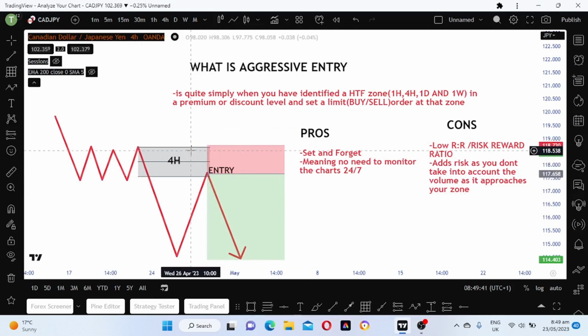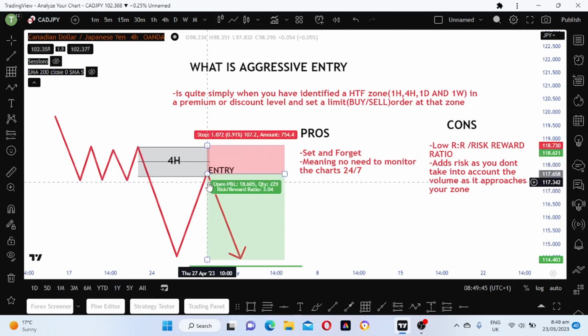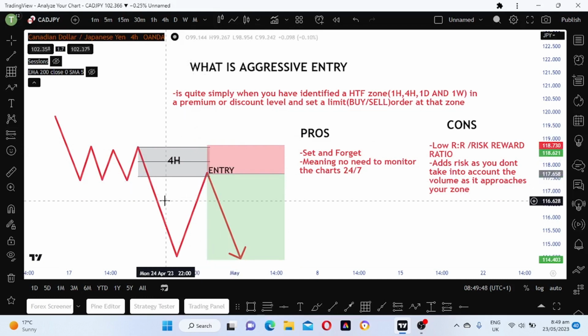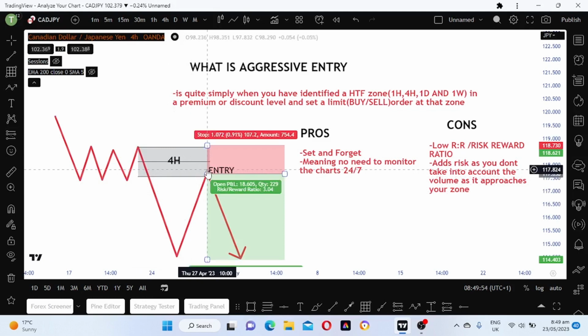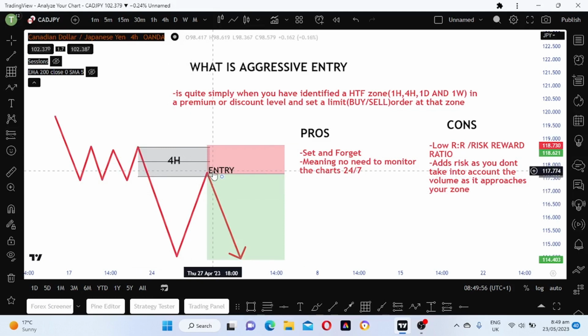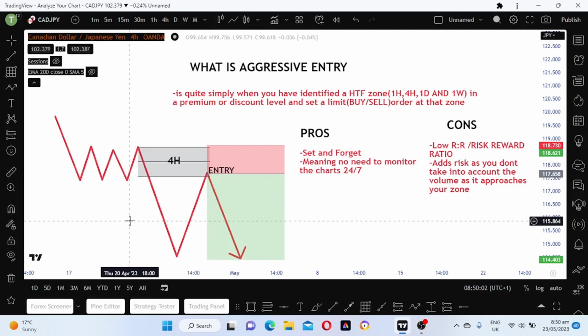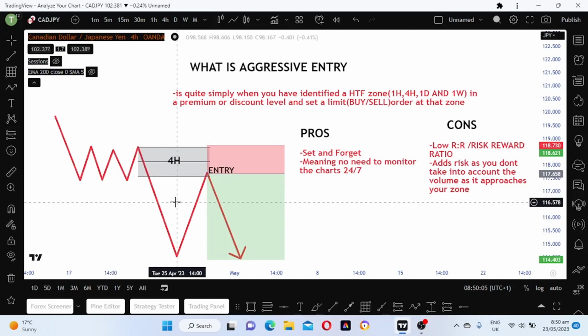So here, with aggressive entry, you just enter aggressively. You don't wait for any confirmation. You just enter aggressively, meaning you set a sell limit order at that zone for when the market comes back to that zone. So there is no confirmation. This one is mostly entered on higher time frames.